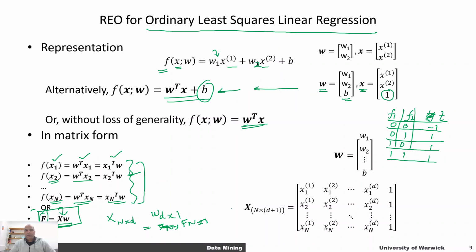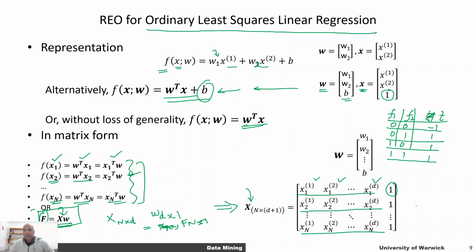So the data matrix can be represented like this. This is the first example. We have the first example and all of its d features. And this one we have because we want to model the bias term. Similarly, we have the second example over here, and then we have the nth example over here. So this is your overall data matrix.